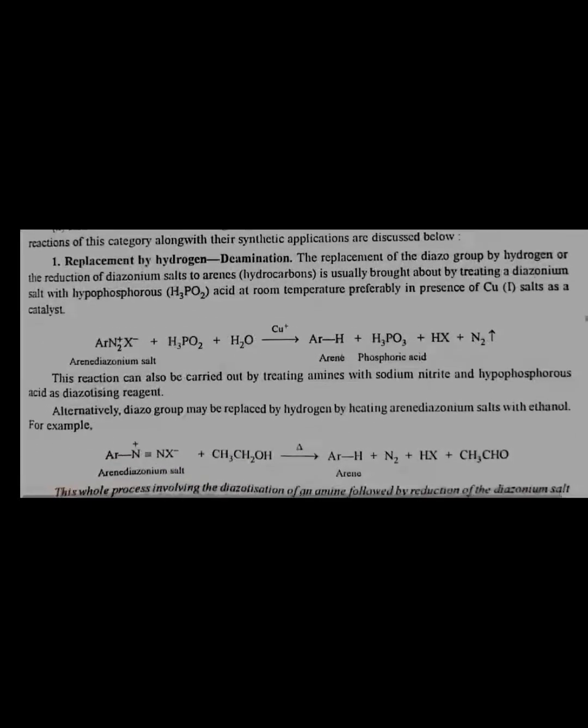First, replacement by hydrogen, deamination. The replacement of the diazo group by hydrogen, or the reduction of diazonium salts to arenes, is usually brought about by treating a diazonium salt with hypophosphorus acid, H3PO2, at room temperature, preferably in the presence of a cuprous salt as a catalyst. This reaction can also be carried out by treating amines with sodium nitrite and hypophosphorus acid as the diazotizing agent.